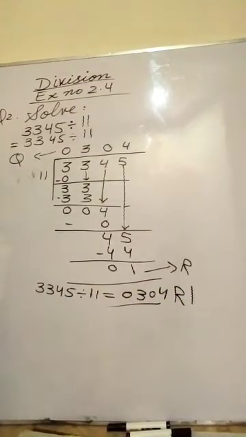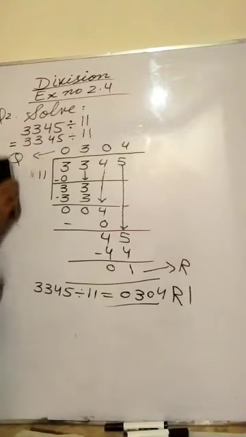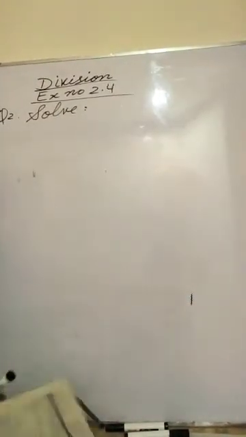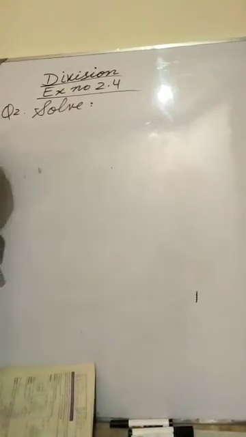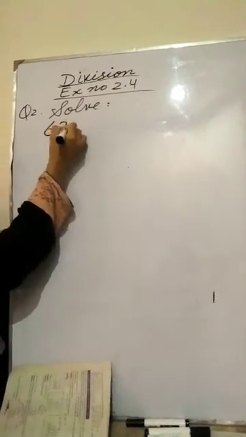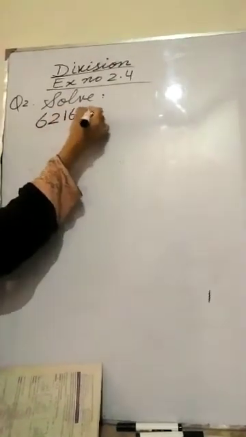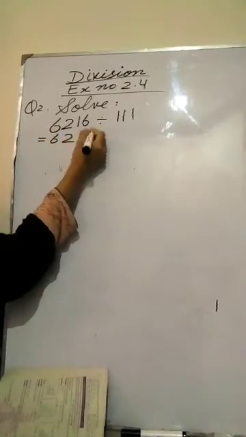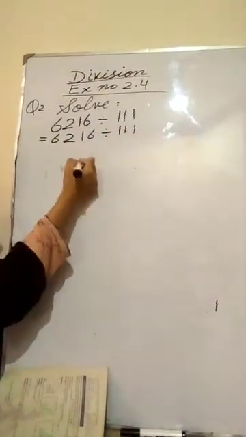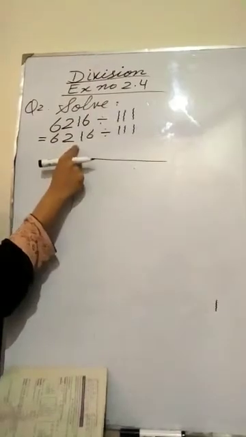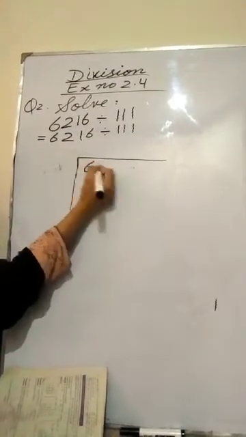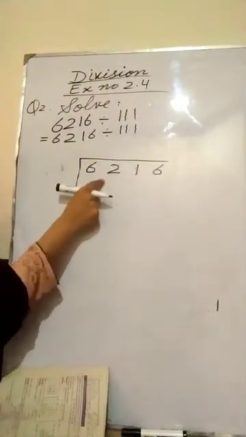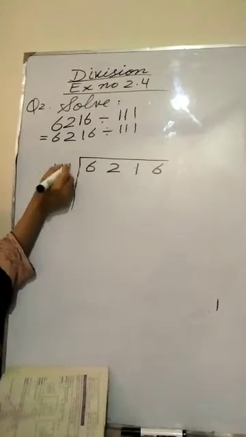Draw the ending line. Now I am solving the next question. Next question is 6216 divided by 111. Write your question again with the equality sign. Draw the heart. The bigger value is called the dividend. The dividend is always inside the heart, and write your values with some gap. Write your divisor outside the heart.